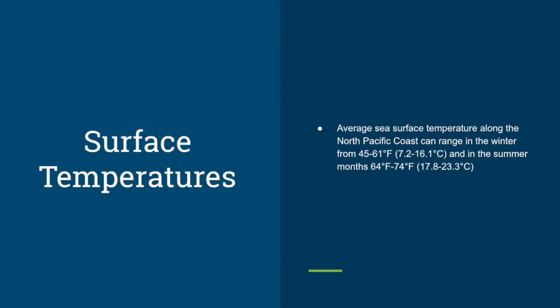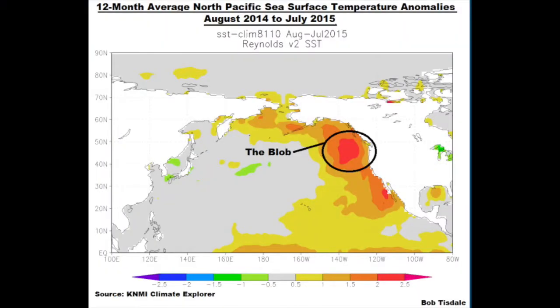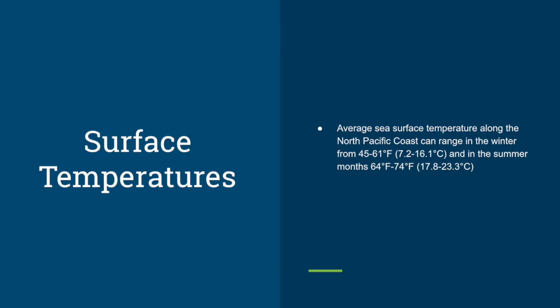Average sea surface temperatures along the North Pacific coast can range in the winter from 45 to 61 degrees Fahrenheit, also 7.2 to 16.1 degrees Celsius, and in the summer months 64 degrees Fahrenheit to 74 degrees Fahrenheit, also 17.8 to 23.3 degrees Celsius. These temperatures range drastically because of how enormous the North Pacific actually is.